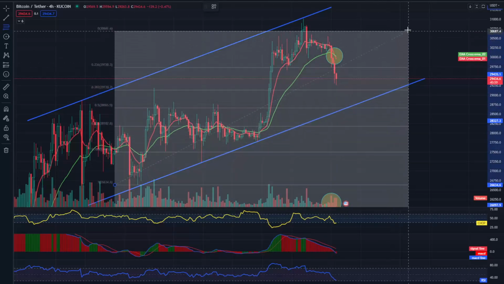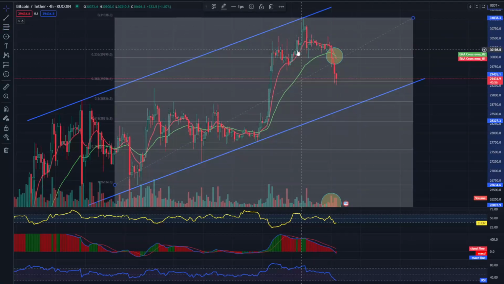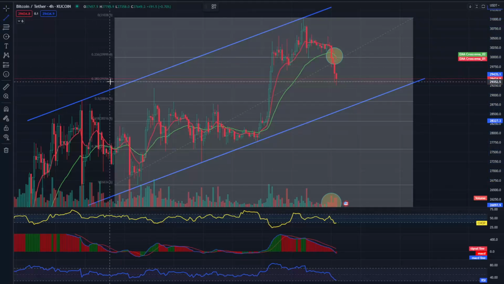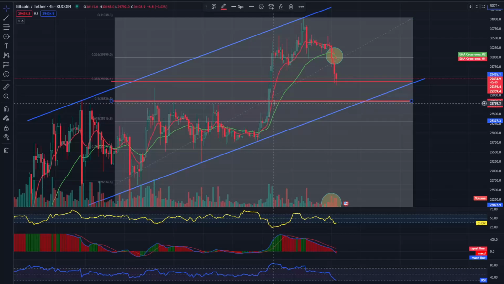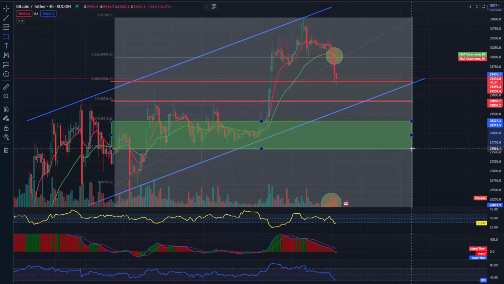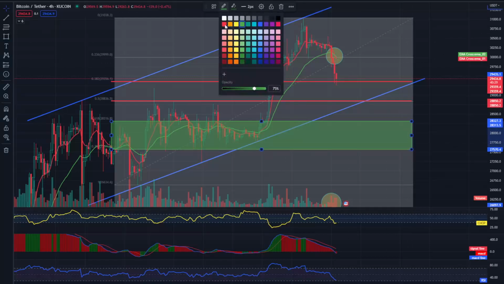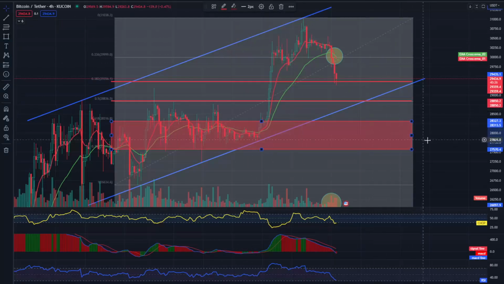Now we can move on to marking support areas in case of deepening of the current correction. And here we see that the price is just before the support at $29,359. Then we have the second support at $28,850. Then there is a strong support zone from $28,314 to $27,570. If the zone is broken, the next support is at $26,635.